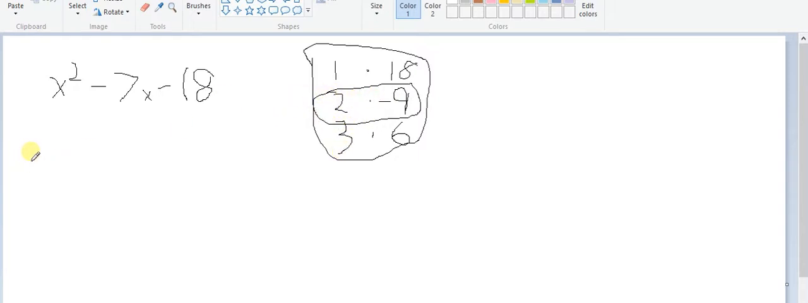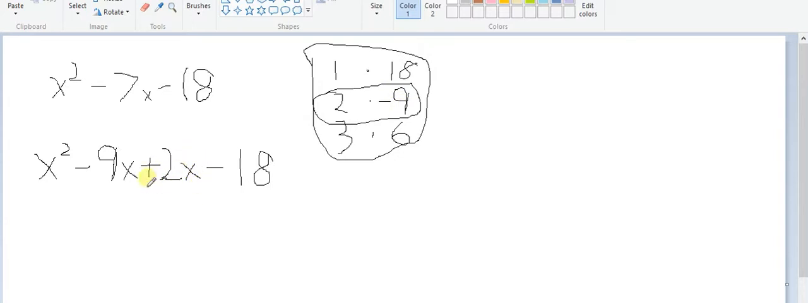So now let's reorganize this equation to get x squared minus 9x plus 2x minus 18. Whether I would have made this plus 2x and this negative 9x, it wouldn't have mattered. Either way, you take these two numbers, put an x in front of them, and put them right in the middle.